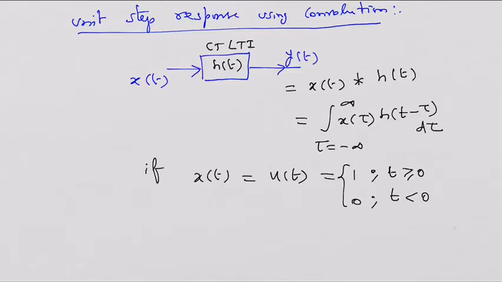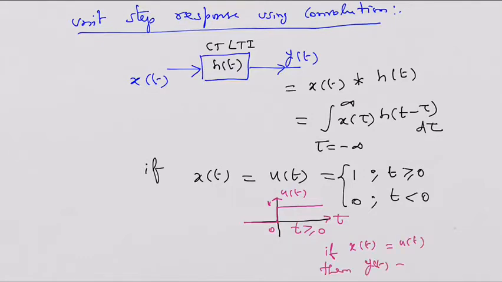Unit step signal in pictorial representation, you can easily understand that the signal will be 1 only for the values of t greater than or equal to 0, and on the t-axis you can simply note down, right? This is called u of t. If x of t input is unit step signal, then if x of t is u of t, then we shall denote y of t by a special notation, that is s of t.